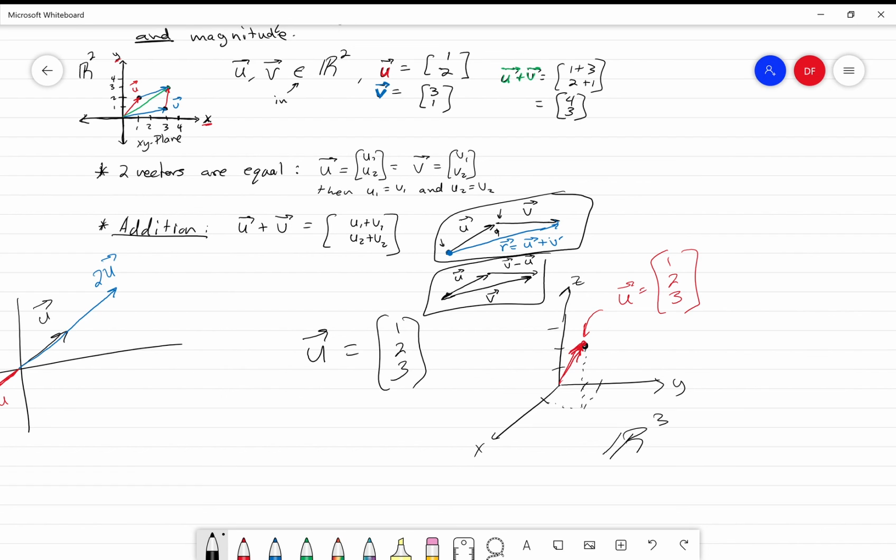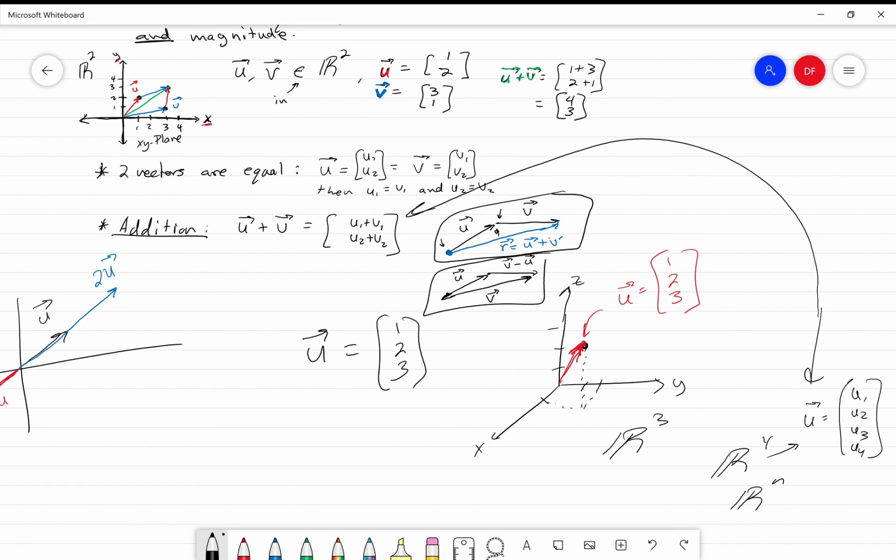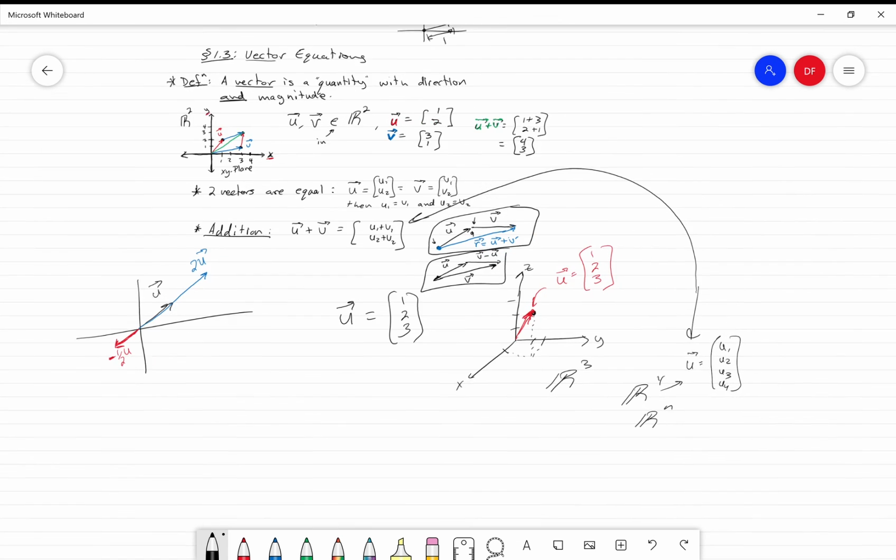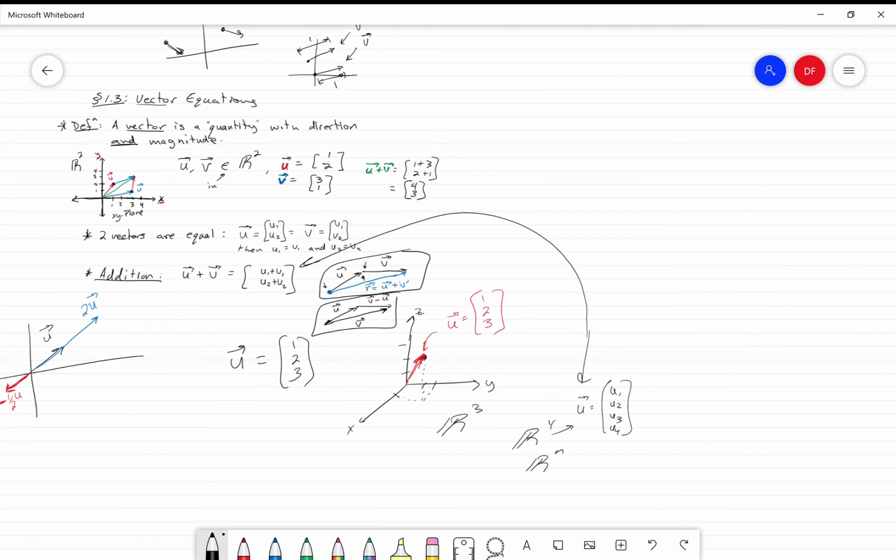We can take this further into R4 or Rn and say for R4, u would equal u1, u2, u3, u4. So we can even define vectors in 4 dimensions and define what it means to add vectors in 4 dimensions as well. Geometrically, it's a little more difficult to interpret that, and it's above the scope of this course. There's also the 0 vector, which in 2 dimensions is just 0, 0. In 3 dimensions, it's 0, 0, 0, and so on.